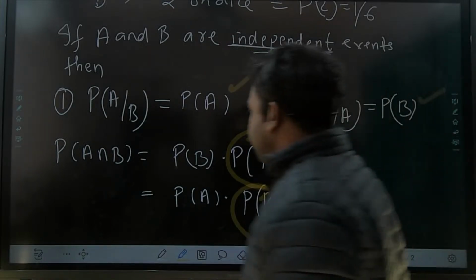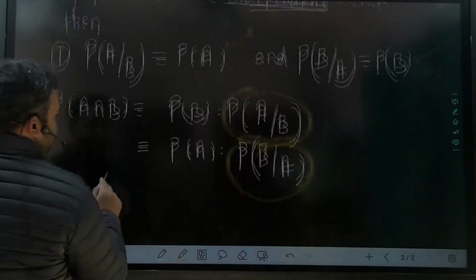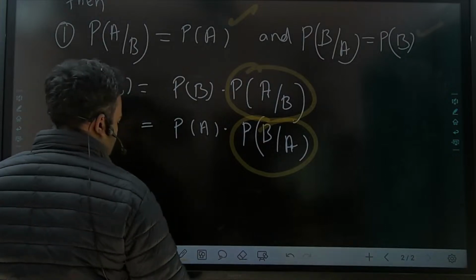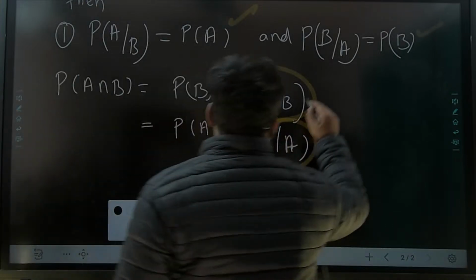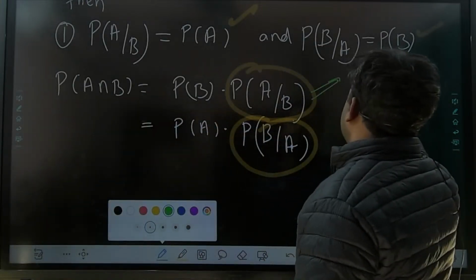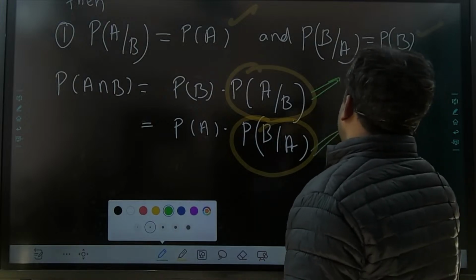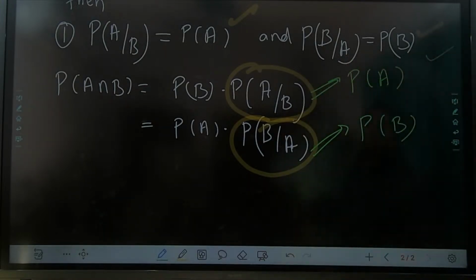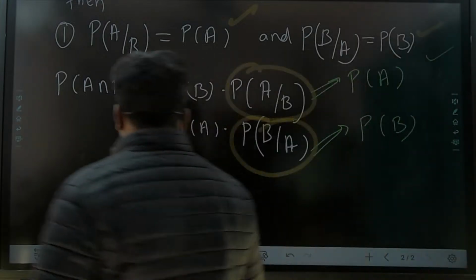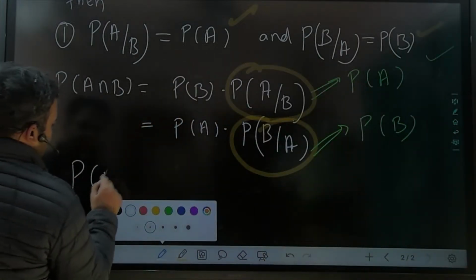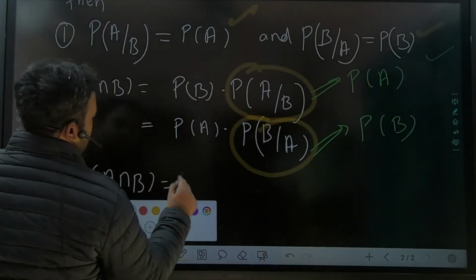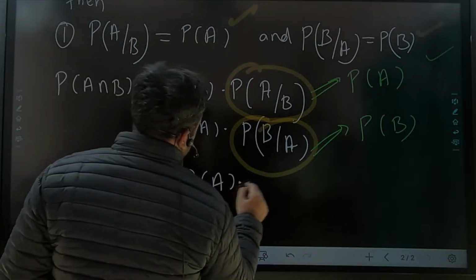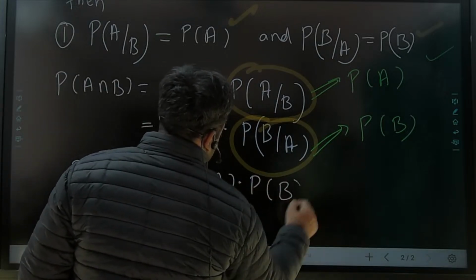So for independent events, what will come? This will be probability of A only, and this will be probability of B only. Right, from here. So now probability of A intersection B comes out to be probability of A multiplied with probability of B. Like this.